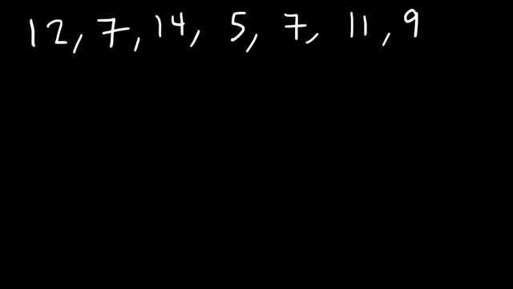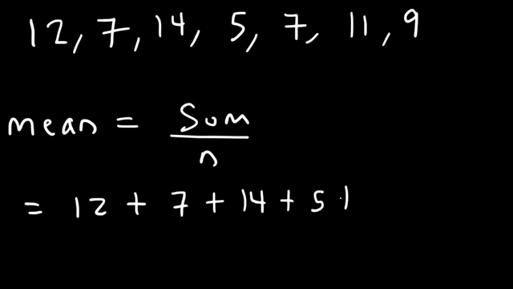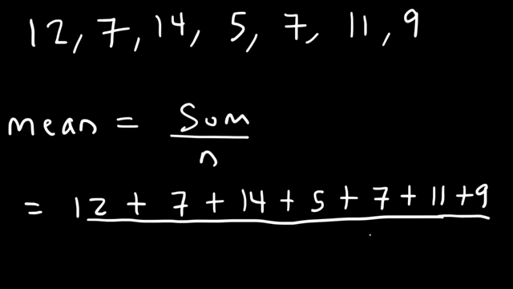To find the mean, which is basically the average of the 7 numbers, you need to take the sum of the 7 numbers and divide it by the number of values that you have, which is 7. And so that's how you can calculate the average, or the arithmetic mean. So let's go ahead and do that. Let's add up 12 plus 7 plus 14 plus 5 plus 7 plus 11 plus 9. And since there are 7 numbers, let's divide it by 7.